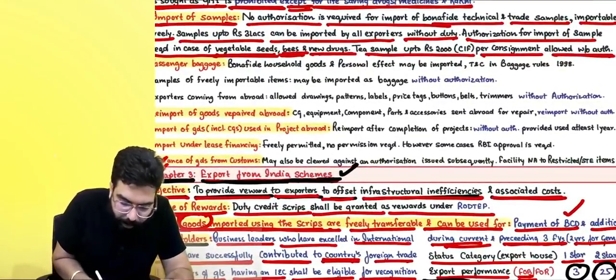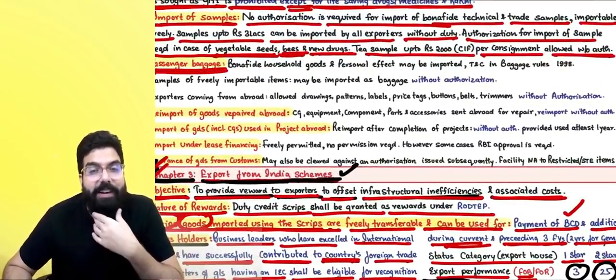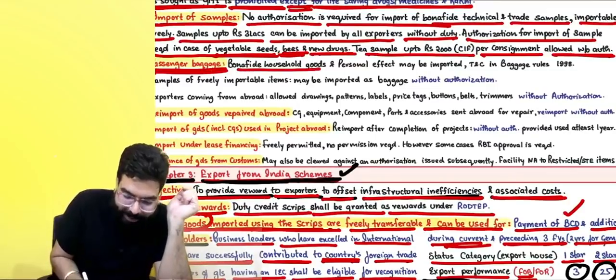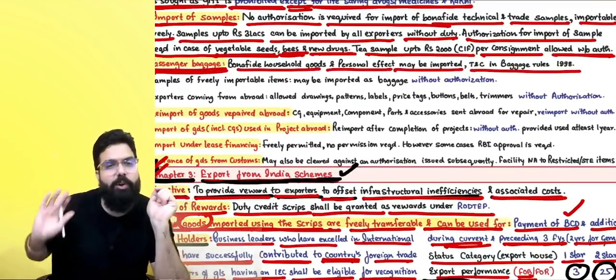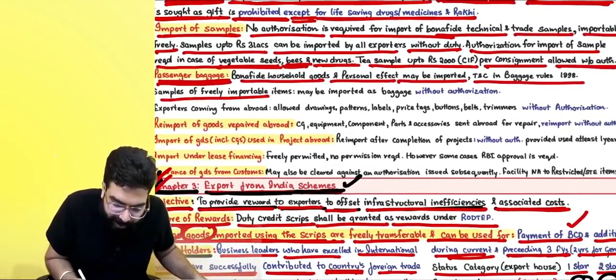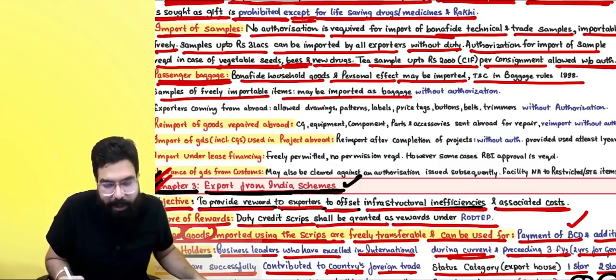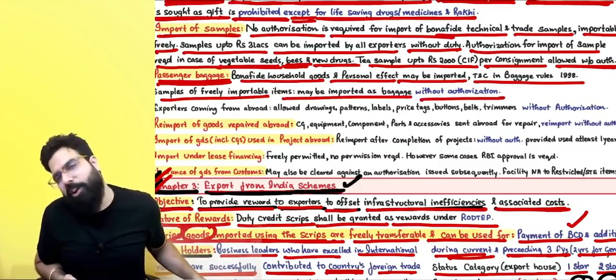Next, passenger baggage. Sir, you told us already. Passenger baggage, bona fide household items and personal effects may be imported. Terms and conditions are in the baggage rules. I have already taught you in baggage. Samples of freely importable items may be imported in baggage without authorization. Means you can get some samples in your baggage also.